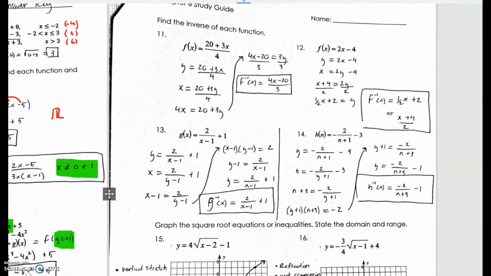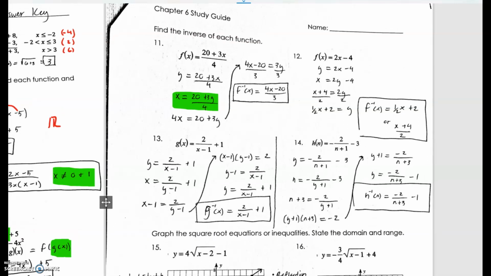The first step that we would do is switch the x and the y's, and then solve for the new y. Okay, so that's what I'm doing here in number 11. I replace the f of x with a y, and then right here at this step, this is where I switch the x's and the y's, and then I solve for the new y.